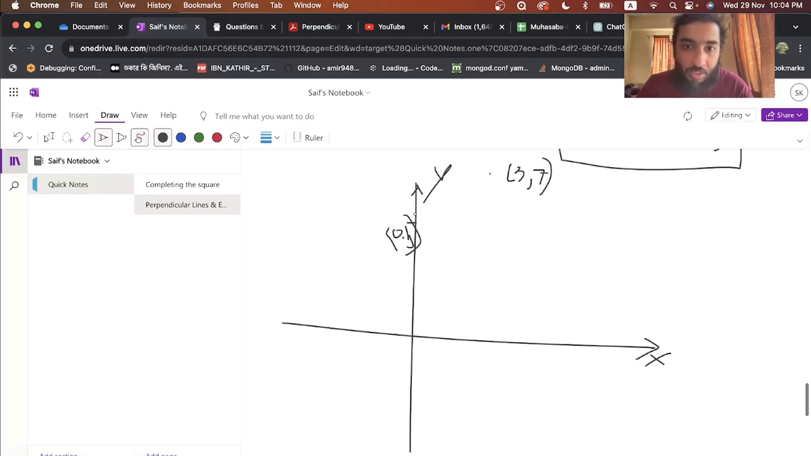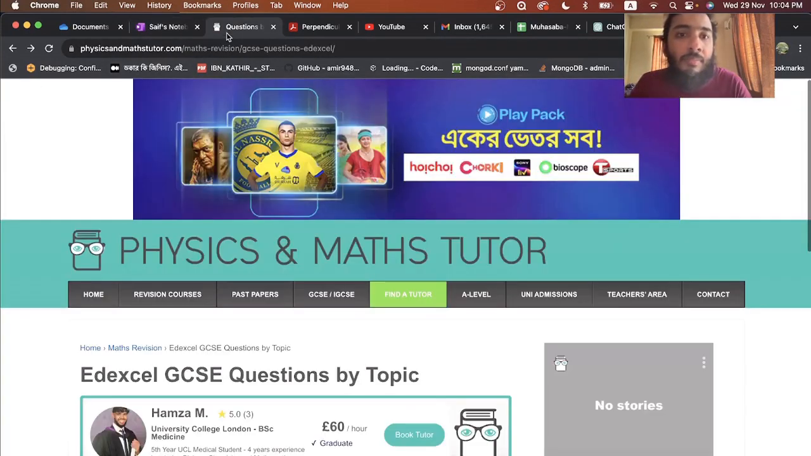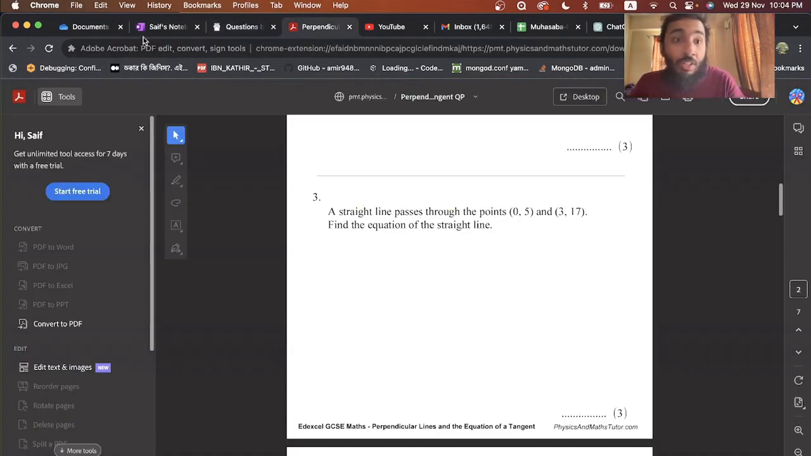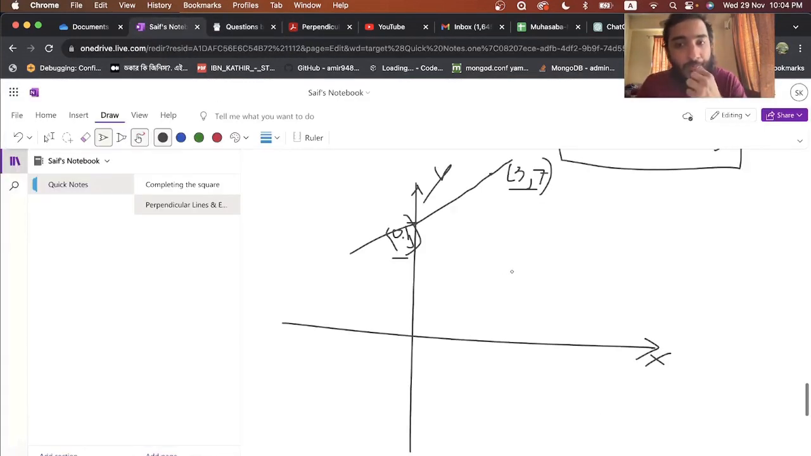So the straight line passes through these points. A straight line passes through the points (0, 5) and (3, 7). Find the equation of the straight line. We know 2 points, so we can find the slope. What is the slope? If we draw an imaginary line here and draw a perpendicular imaginary line here, what would be the slope?